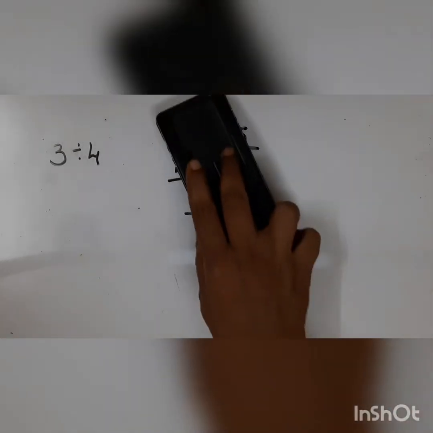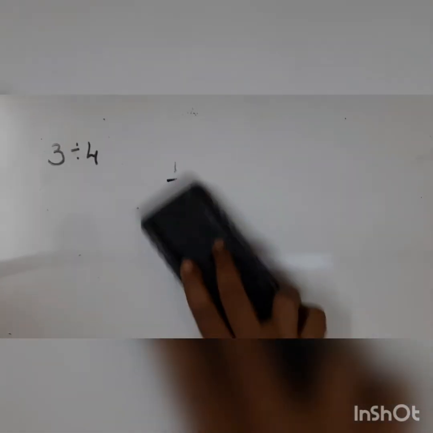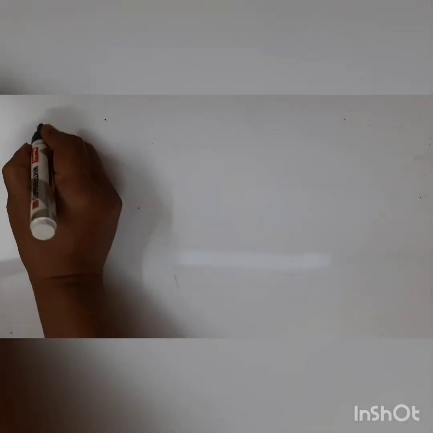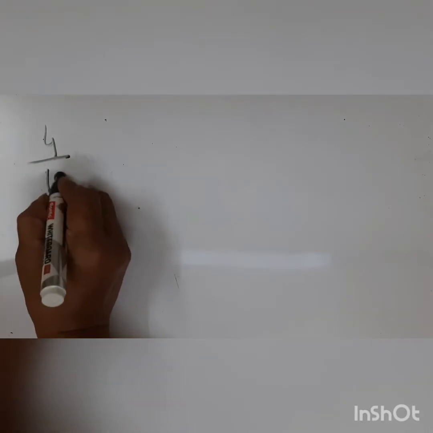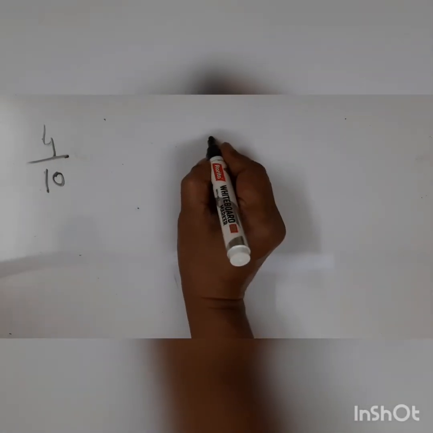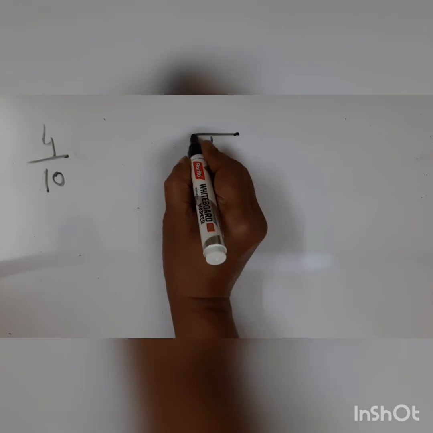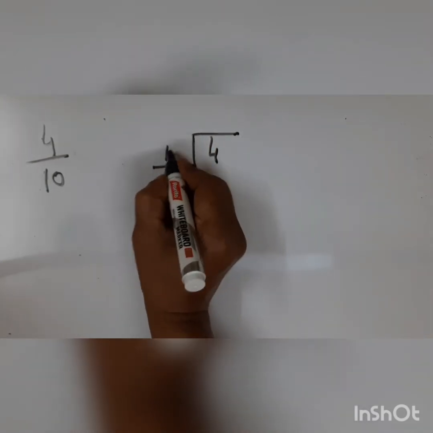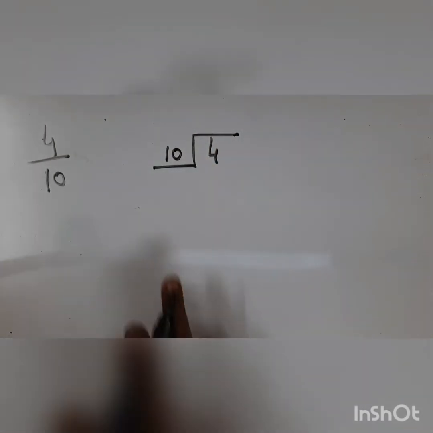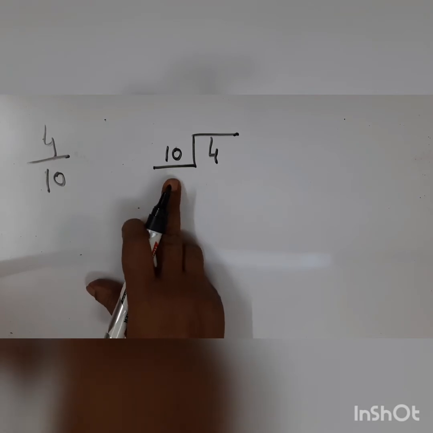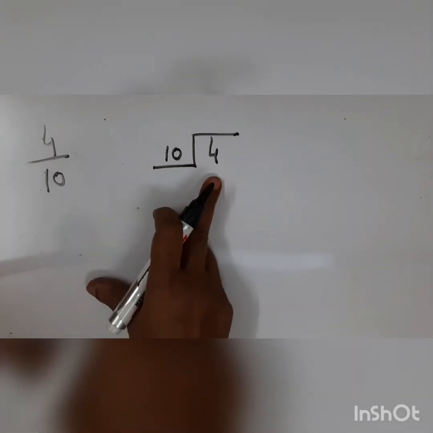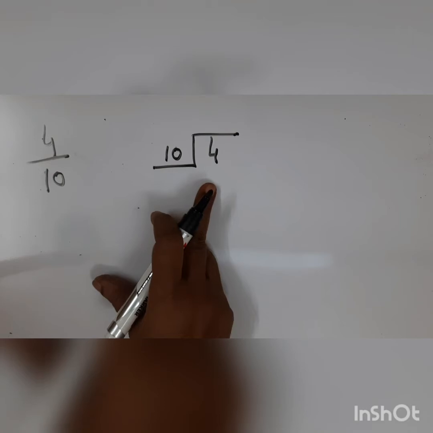Let's take something else. Okay, how about, yes, 4 upon 10. So the number 4 is your dividend, 10 is your divisor. Now again see children, the cases, this is bigger and this is smaller. The dividend is smaller, it does not go. So what will you do?